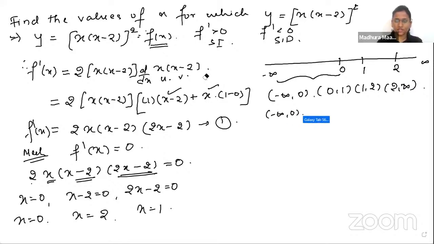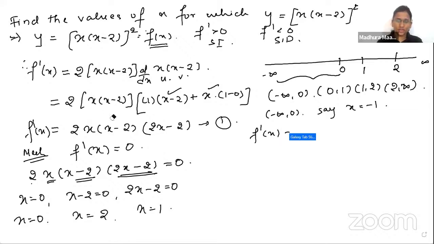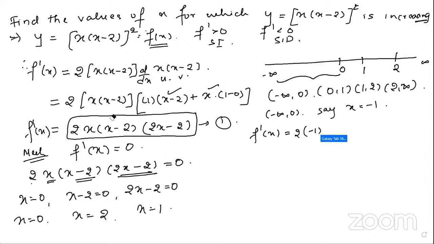I will take the first interval. Tell me any value. Shall I take x equals to minus 1? Yes, ma'am. Okay. Minus infinity to 0 ಅಲ್ಲಿ x equals to minus 1 ತಗೊಂಡೆ. So I will do little bit directly here. This is your f dash of x. Okay. This is your f dash of x. So 2 ಹಂಗೆ ಉಳಿತು. x ಏನಿದೆ? Minus 1 ಇದೆ.